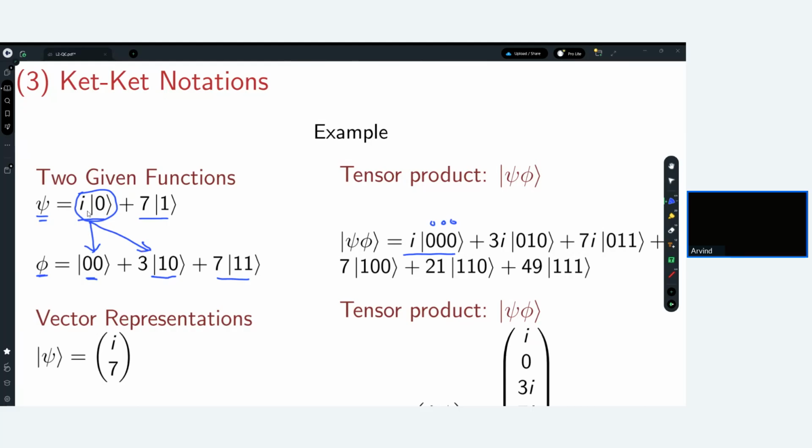Now multiply this i ket 0 with the second element of the phi function. If we multiply this, you will get 3 times i ket 010. So here I have written 3i ket 010. If we multiply i with the third element, we will get 7i, where 0 is taken from the first function, and 11 from the second function. So I will get 7 times i ket 011.